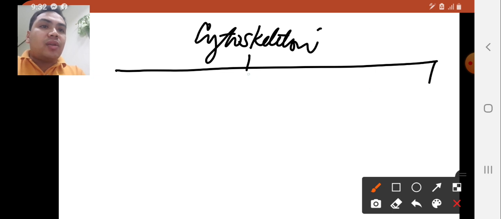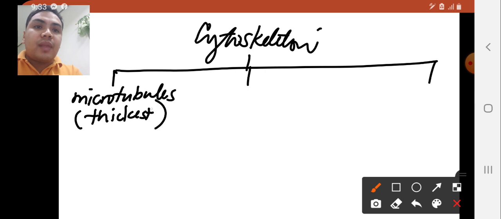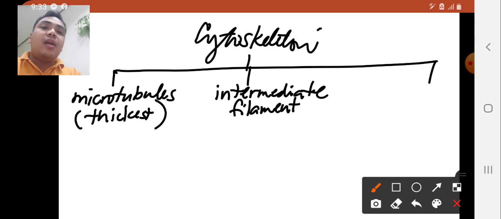So cytoskeleton can be divided into three categories depending on the types of fiber. The first one will be the microtubules, which is the thickest among the other types of fibers. And then on the other hand, the next one is the intermediate filament. And then the last one will be the microfilament.